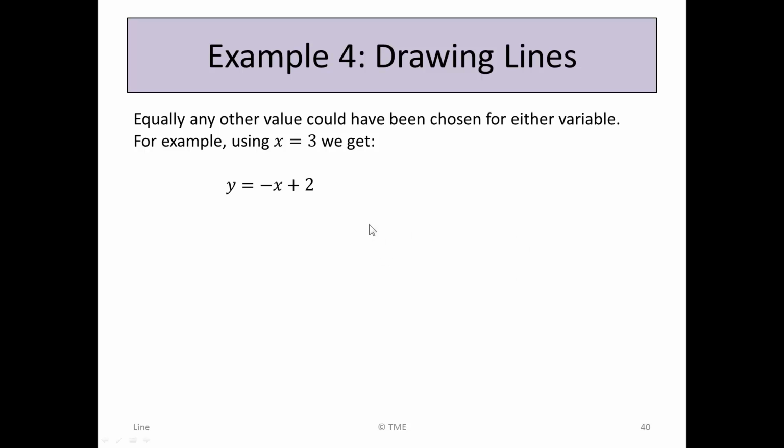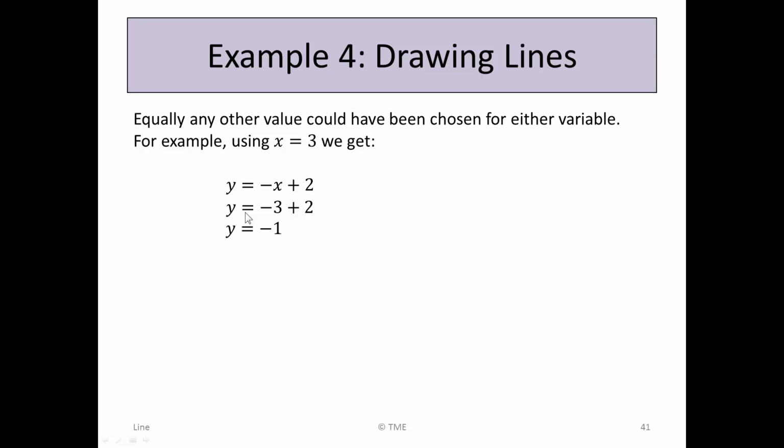But we didn't have to start with the intersections of the x and the y-axis. We could have taken any value at all and chosen the value for the other variable. So for example, using x is 3, we could find out what y would be. As always, the line is given by y is equal to minus x plus 2. So any value for x we can plug in and find the corresponding y value. So in this case, we're going to use x is 3.